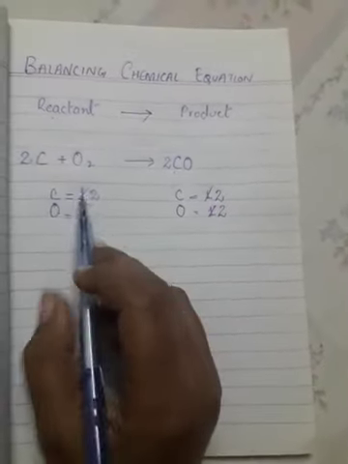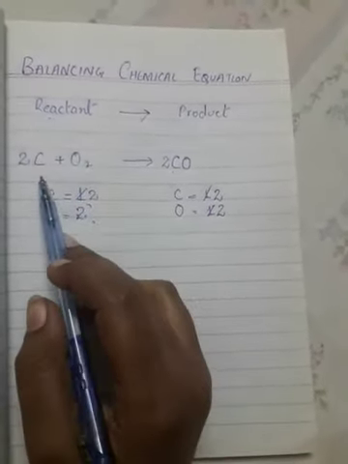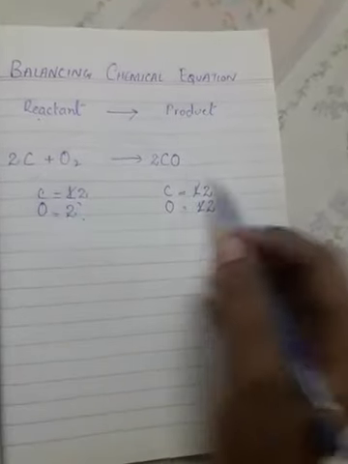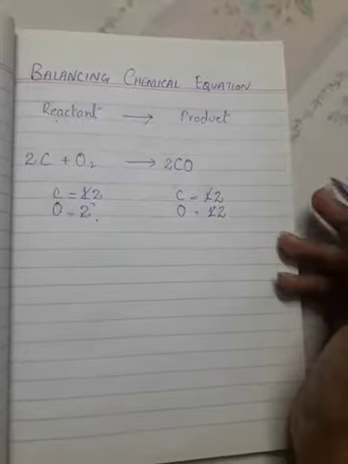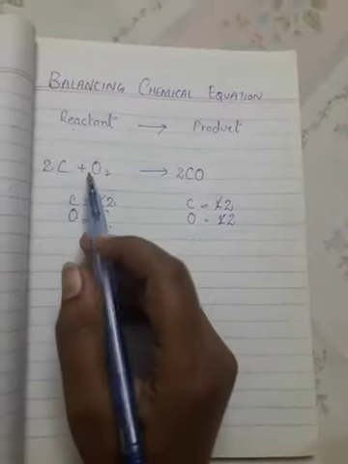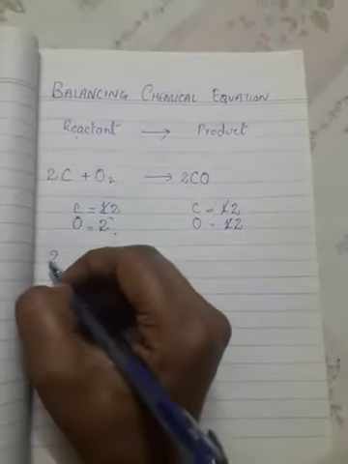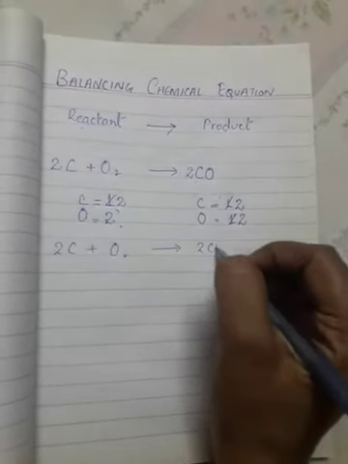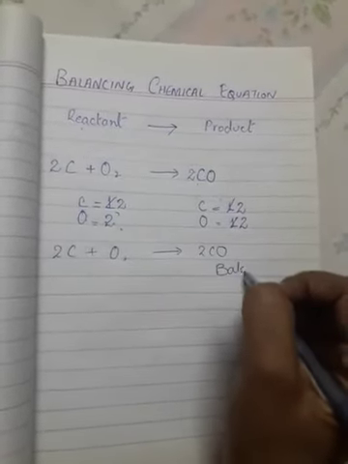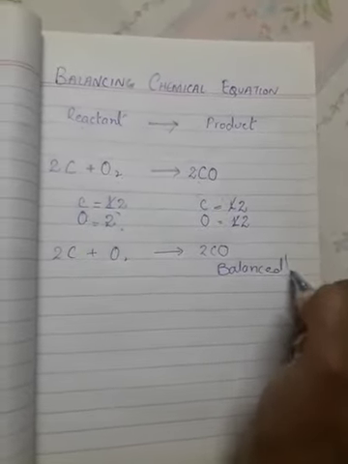In this way, you can see that the quantity of carbon and oxygen at the reactant side is the same as the quantity of carbon and oxygen at the product side. It means now you can say that this equation is balanced. Then you have to write like this: balanced. Thank you.